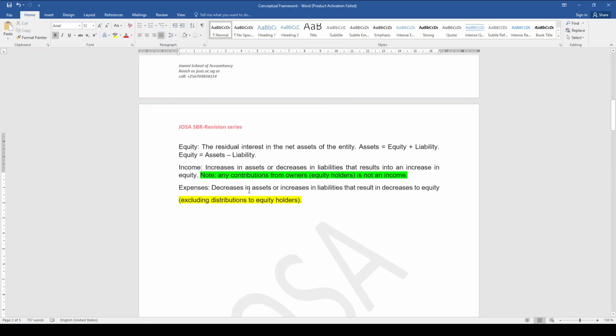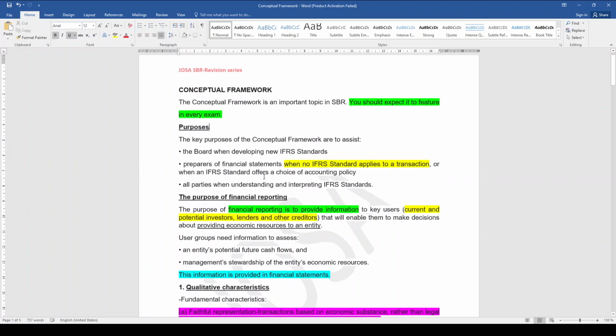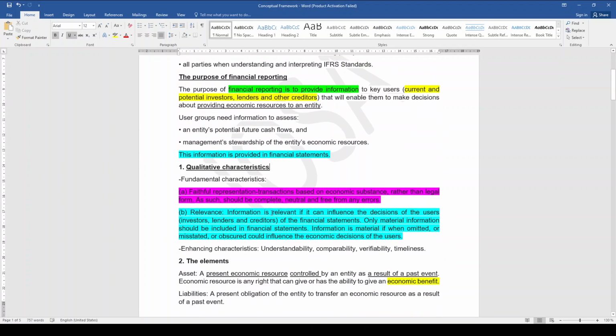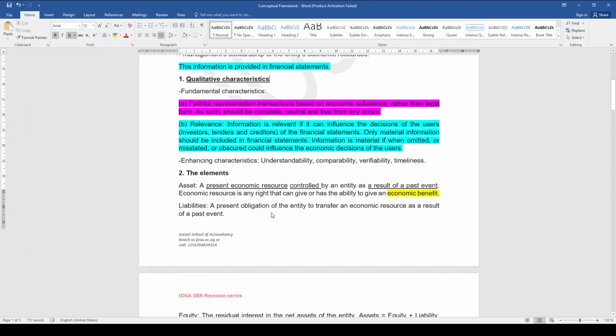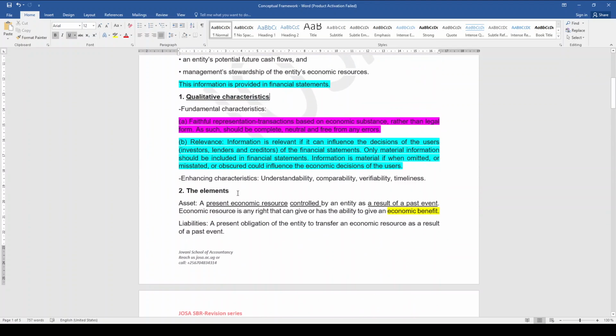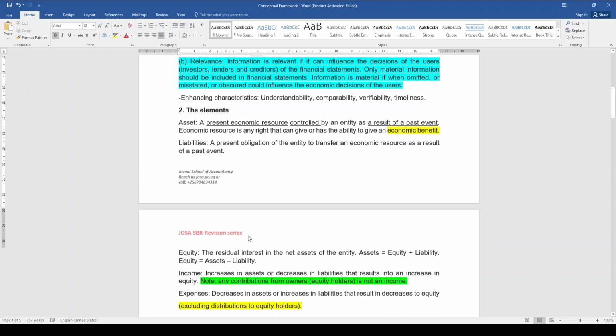We had looked at the introduction part of the conceptual framework, where we discussed the purpose, why we really have this conceptual framework as our Bible as accountants. Then we looked at the qualitative characteristics. These ones are a must for you to know. And we discussed the key elements of financial statements. That is the assets, liabilities, equity, income, and expenses.